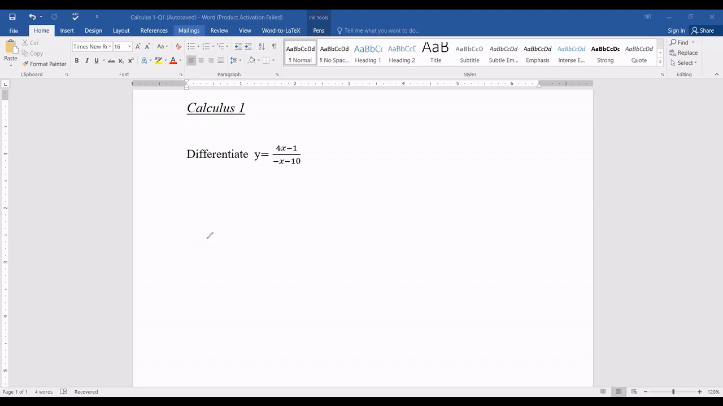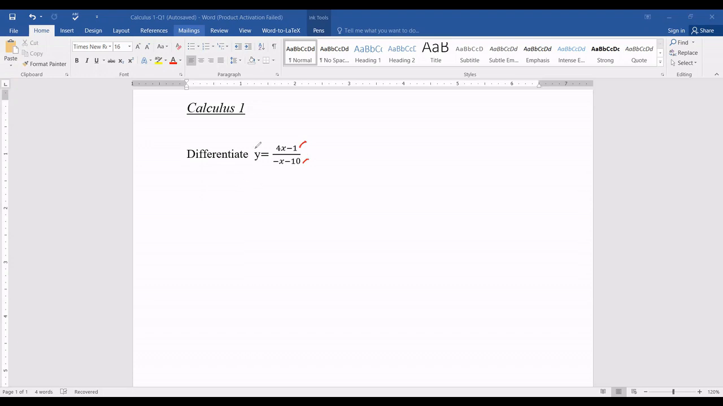Today we will look into differentiating a fraction type of function. A fraction means there are two elements. One is called the numerator and the other is the denominator. The numerator will be on top here and the denominator on the bottom here. So this is what we call a fraction function.